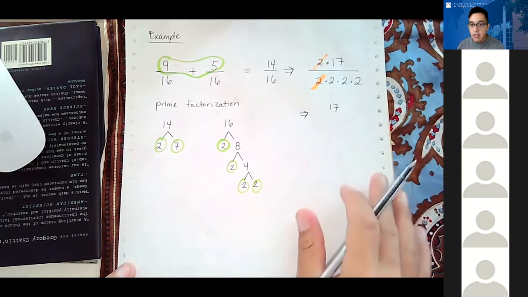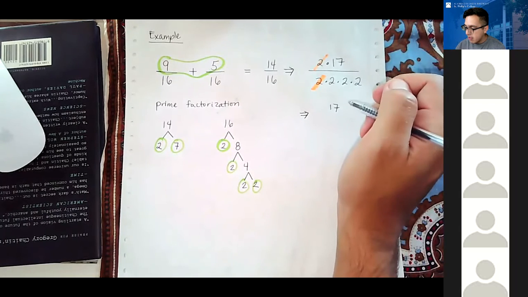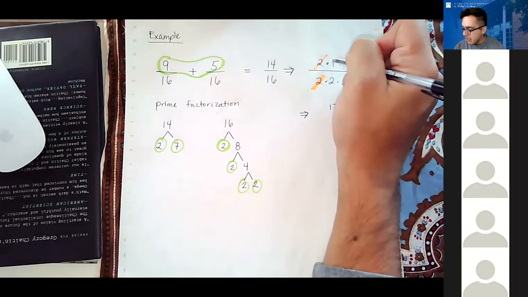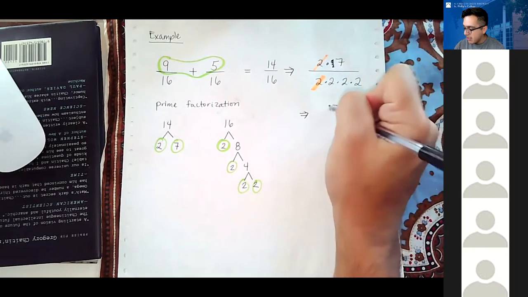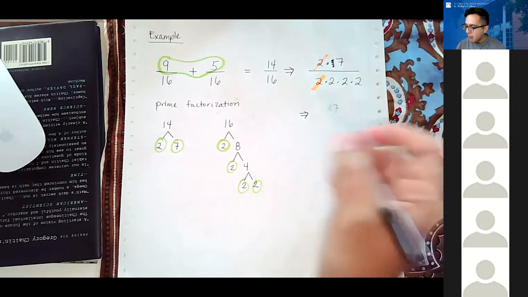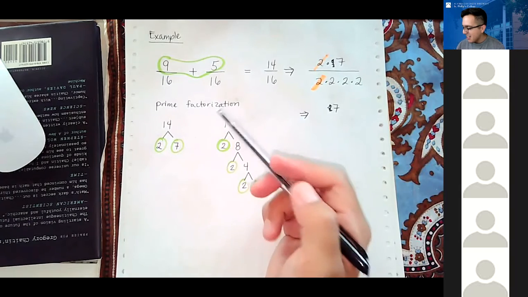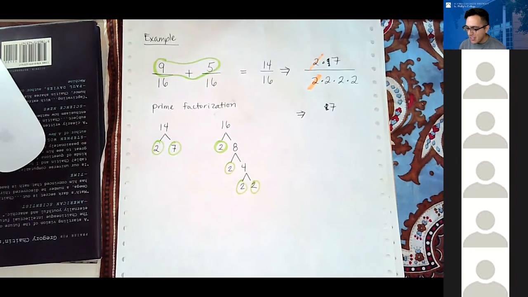I'm sorry, Professor. Is that supposed to be 17 or 7? Why did I put 17? It's supposed to be 7. My bad. I think I might have looked at the 16 and the 7 and I threw a 1 in there for no reason. Okay, thank you, sir. Yeah, good catch. Thank you for that.